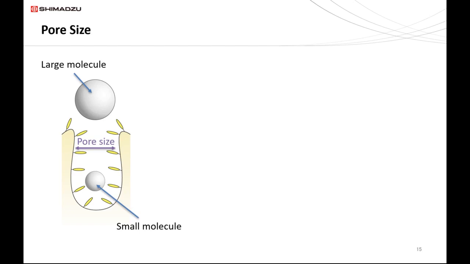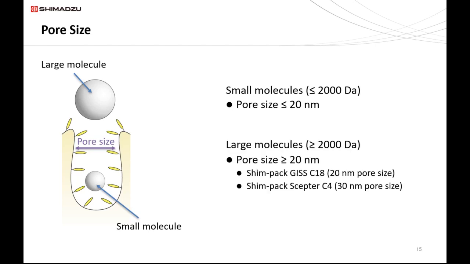As a general guideline, when analyzing small molecules of less than 2000 daltons, columns with pore size less than 20 nanometer are good enough. But for larger molecules that are more than 2000 daltons, such as biomolecules, a larger pore size column of more than 20 nanometer would be more appropriate. For example, our Shimpact GISS C18 column has a pore size of 20 nanometer, and our Shimpact Scepter C4 column has a pore size of 30 nanometer.